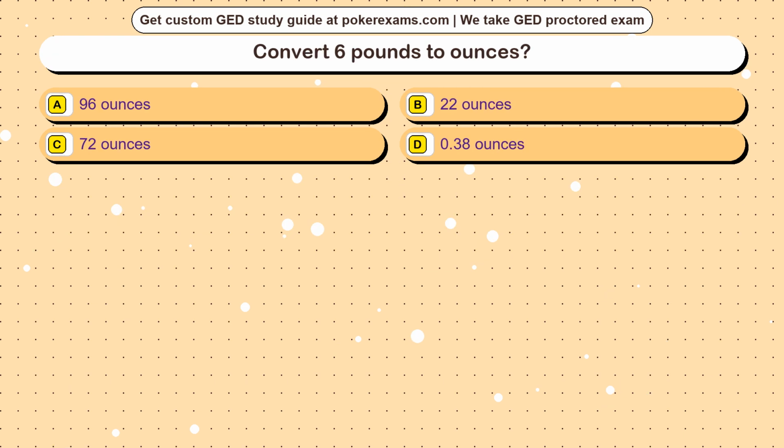Question 21. Convert 6 pounds to ounces. Option A, 96 ounces. Option B, 22 ounces. Option C, 72 ounces. Option D, 0.38 ounces.